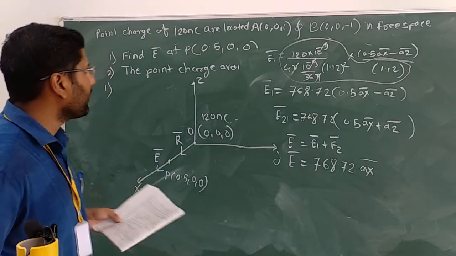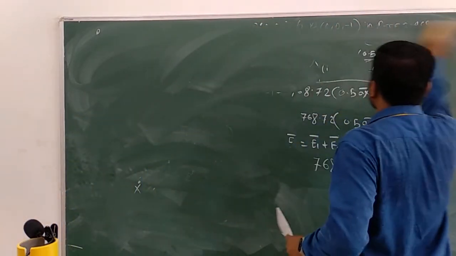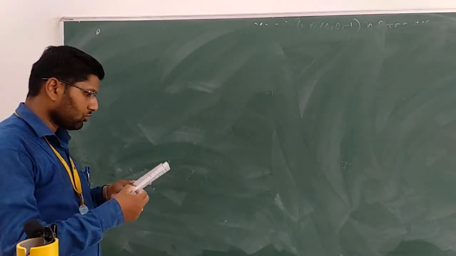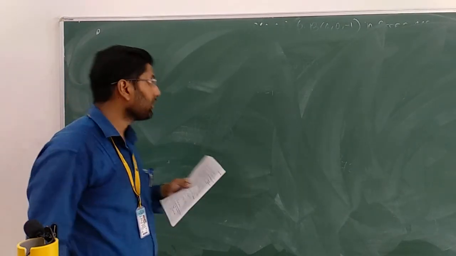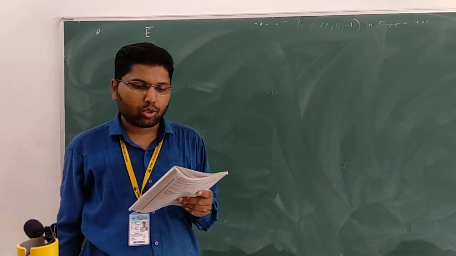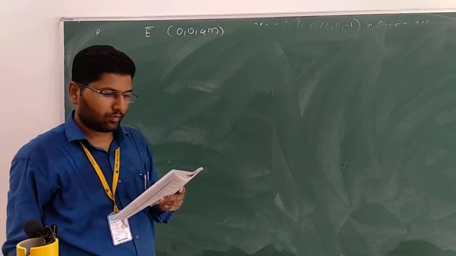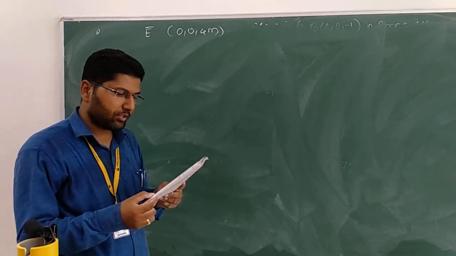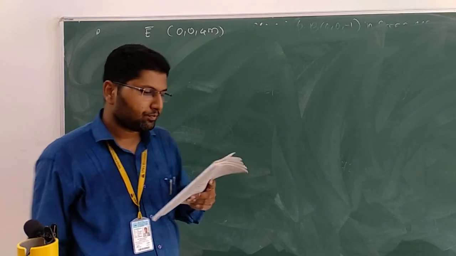So one more problem I am giving for the homework. The problem is, determine the electric field intensity E bar produced at a point 0, 0, 4 meters by the system of charges comprising of Q1, that is 0.50 microcoulomb at 0, 0, 2.